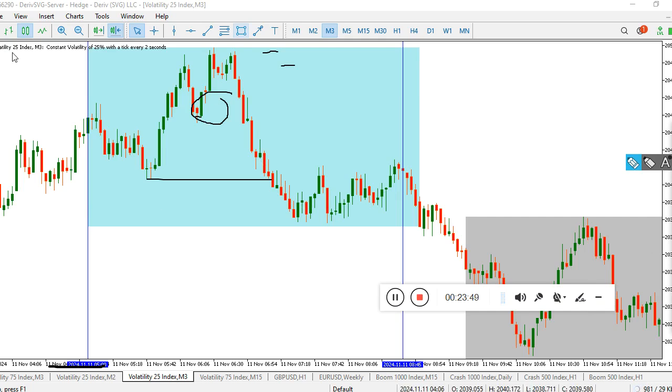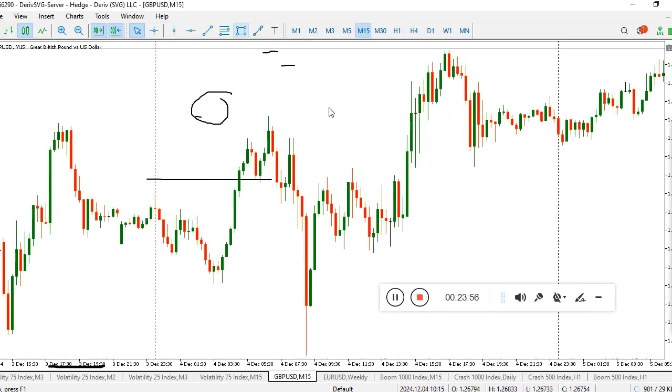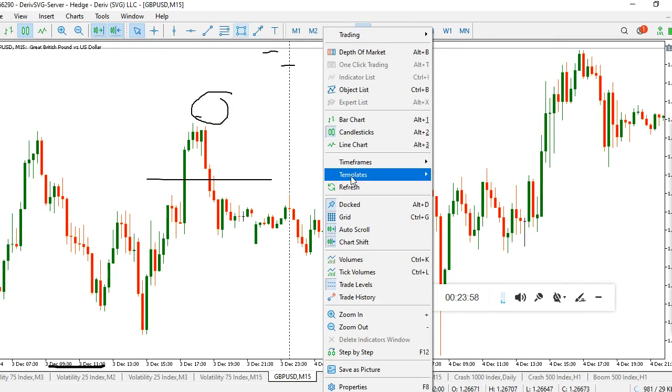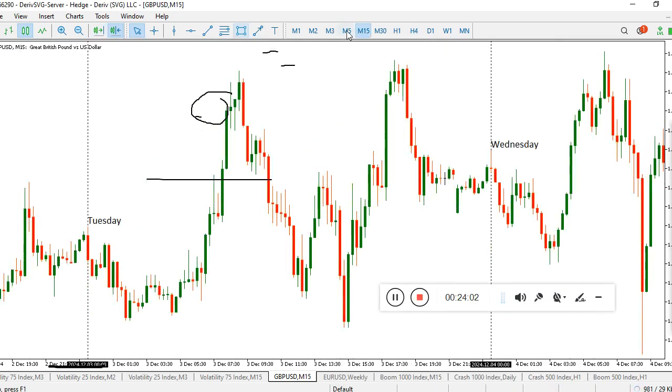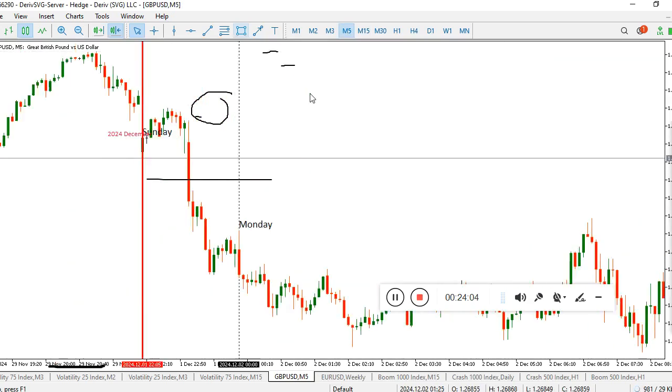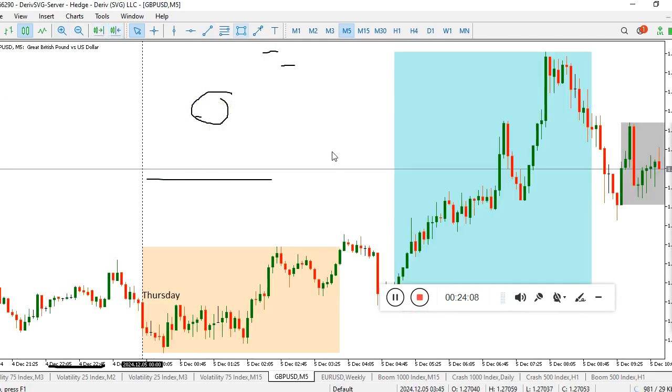So this is Volatility 25. You can try it on currency pairs too. The same thing applies to currency pairs. Let me just use my, so you have that. I hope it shows here. Oh, sorry. So you have that. So it's applicable there.